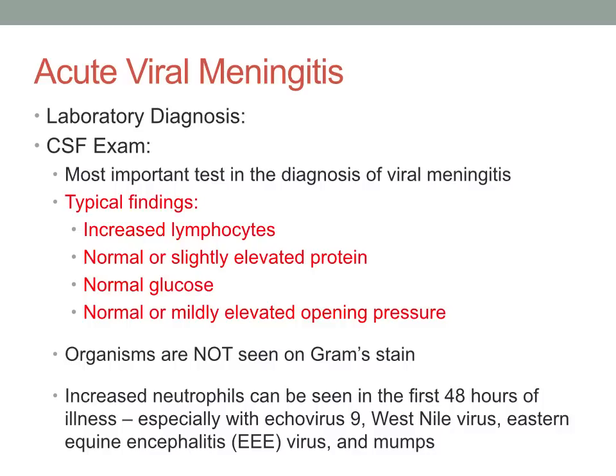So go back and look at the slide on diagnosing the CSF for bacterial meningitis and compare the two, because it would be a common thing to see on a test where we'd give you CSF exam findings and you'd have to differentiate between bacterial and viral meningitis. All right? Organisms are not seen on gram stain because we're not using viral stuff for gram stains. That's for bacterial testing. And like I mentioned before, increased neutrophils can be seen in about 48 hours, but they don't have to be. You typically see it in viruses such as the echovirus, West Nile virus, but it's not specific. What you're really looking for here is this increased lymphocytes.